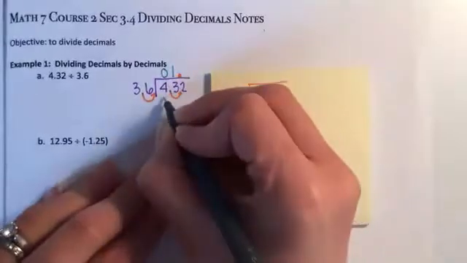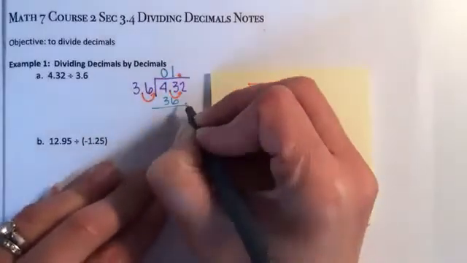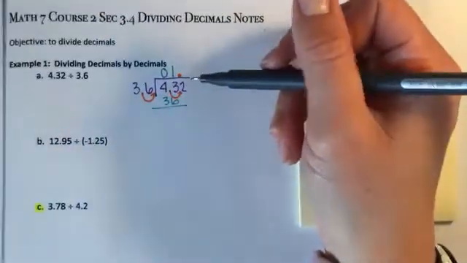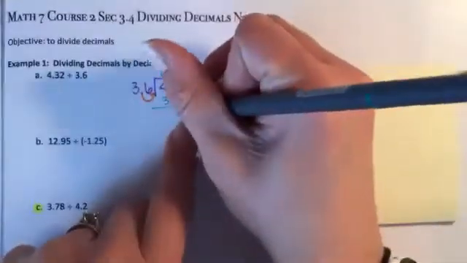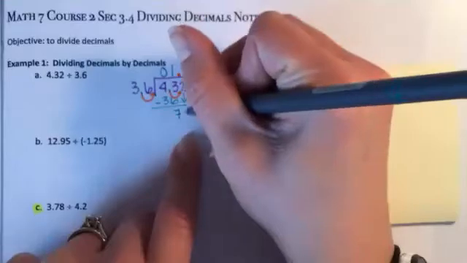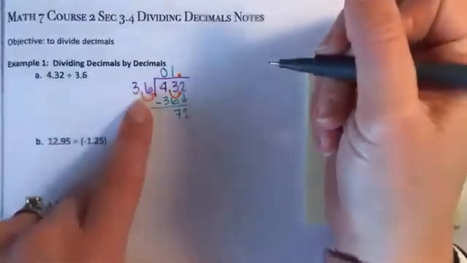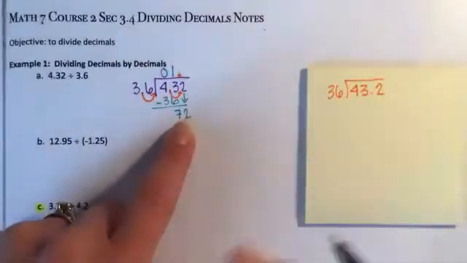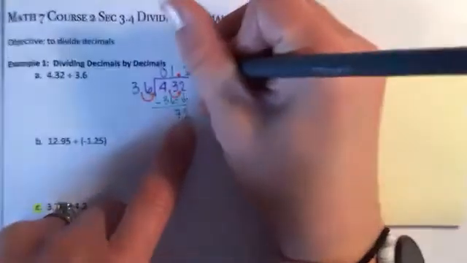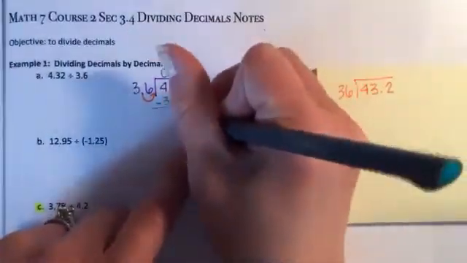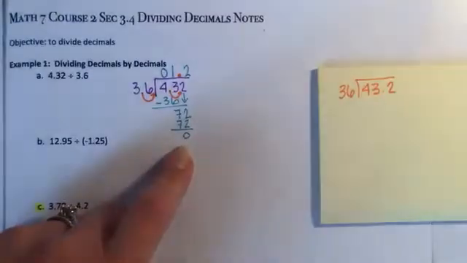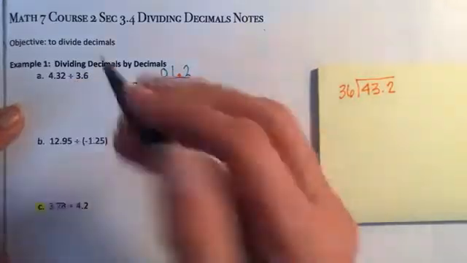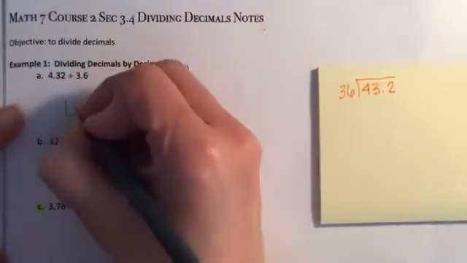1 times 36 is 36. And then I subtract. 43 minus 36 gives me 7. And then I bring down my 2. Now I ask myself, how many times does 36 go into 72? And it goes in there twice, because 36 times 2 is 72. And I'm done with my problem. So 4.32 divided by 3.6 is 1.2.